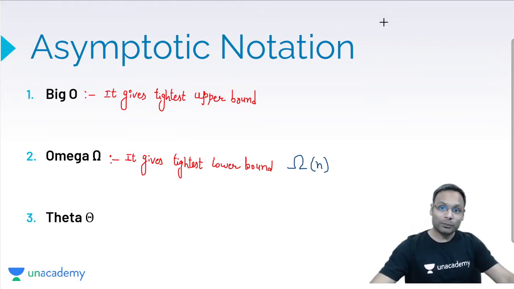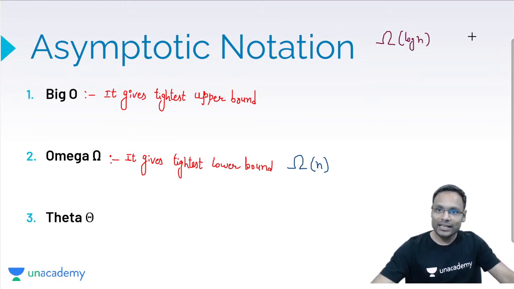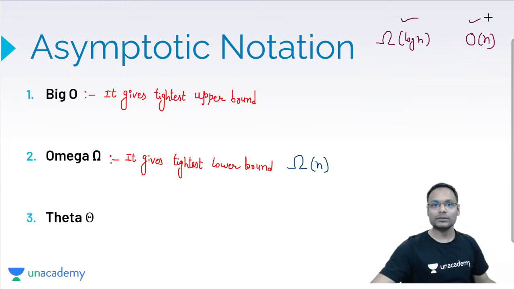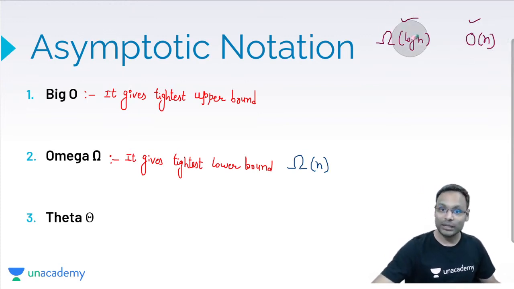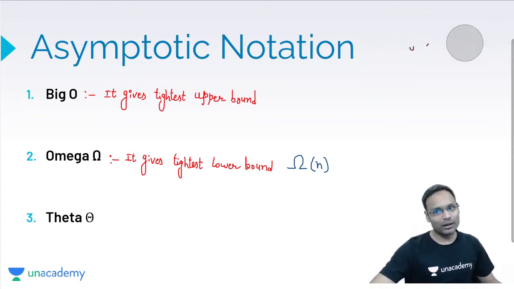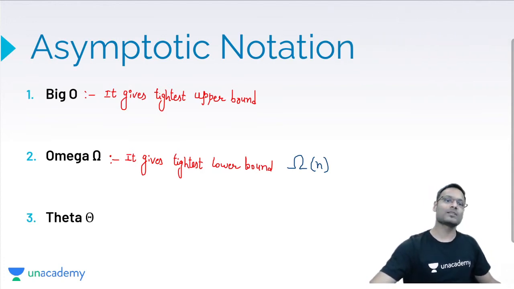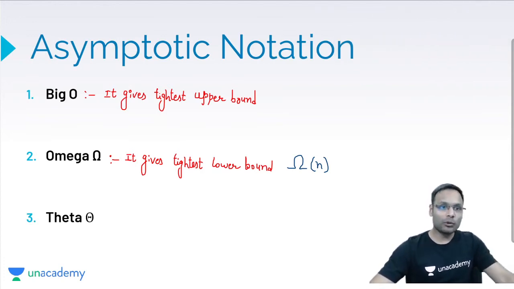Fine. So it might be possible that for some algorithm the tightest lower bound is log n and the tightest upper bound is n. Possible? Yes, of course possible. For some algorithm the tightest lower bound is log n and the tightest upper bound is n. At least log n steps, a maximum of n steps are required. Minimum log n, maximum n steps required. Possible for a single algorithm? Yes, possible. Now let's talk about the theta bound. It gives you the average bound.